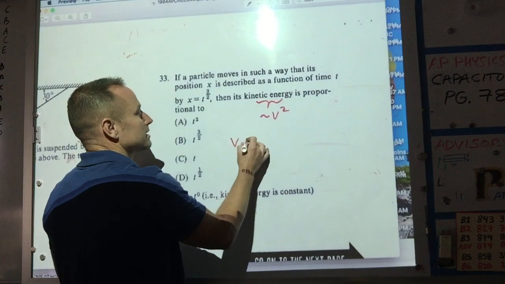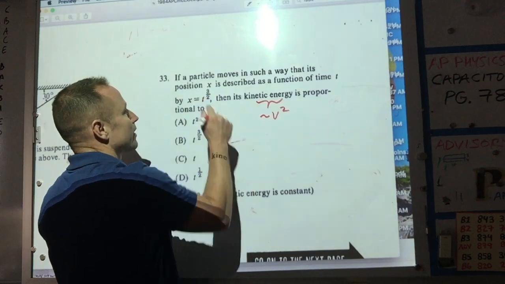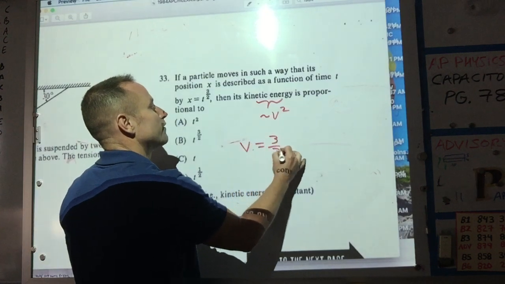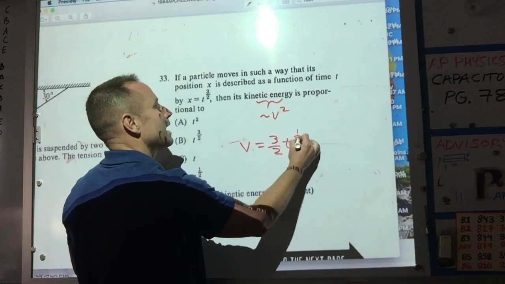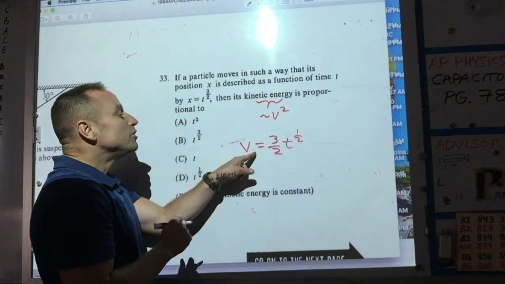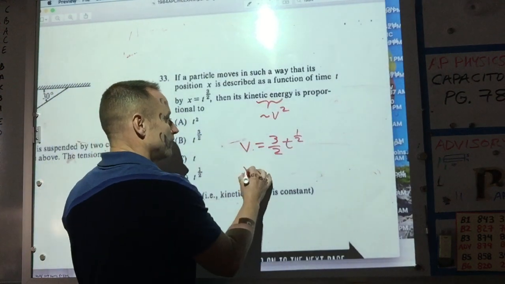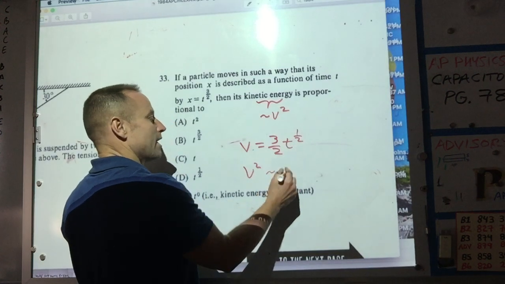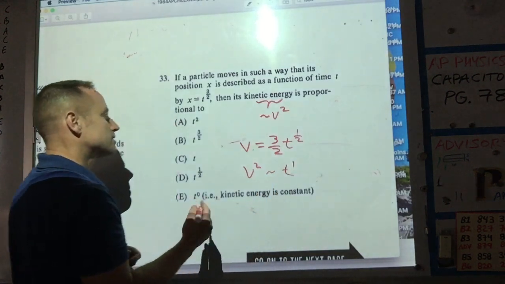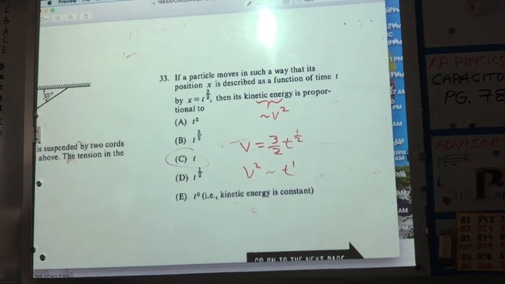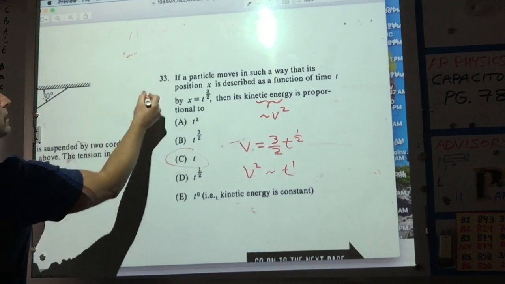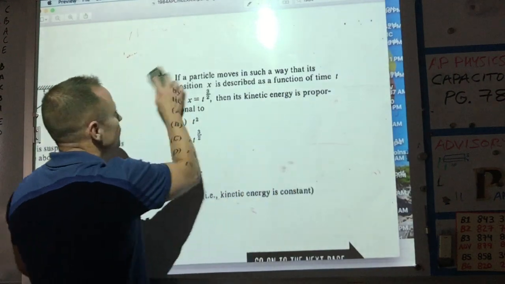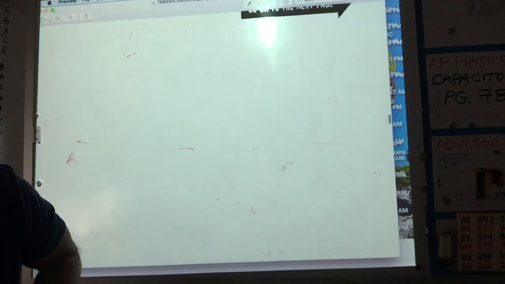Well, if x goes like t to the 3/2, if we take the derivative, v is going to be 3/2 t to the 1/2. But then when you square v, v squared is going to go like this thing squared, so it's going to go like t to the 1st. So it's going to be linear in t. So 33 should be C. And then we're almost done. Two more.